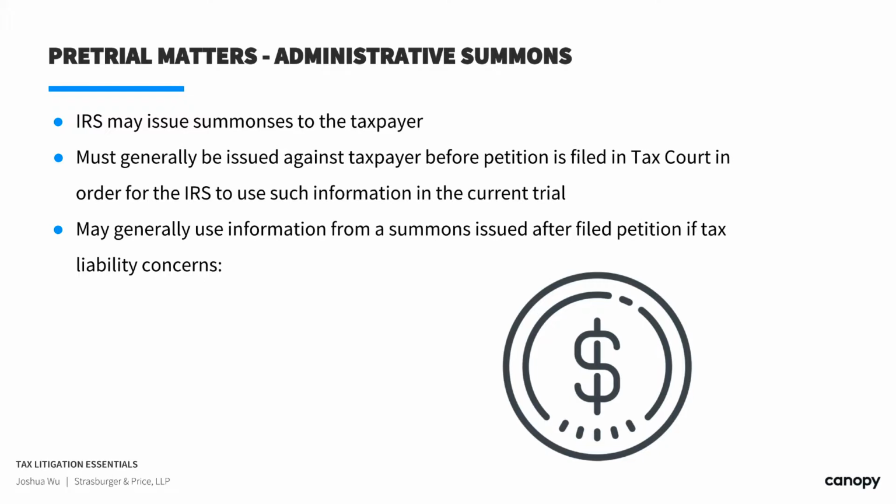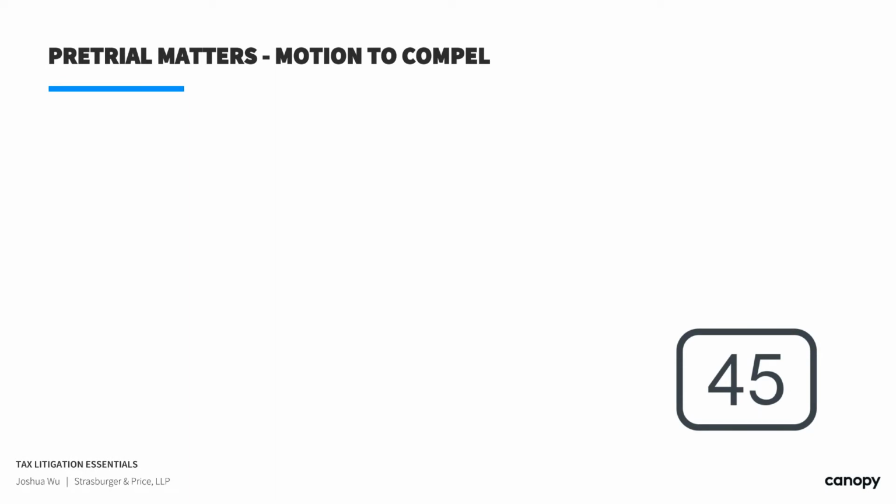There's a couple exceptions to that, and that is if the summons was issued after the petition to a third party, or it's for a year that is not part of the tax court case. In other words, it's for a different year than the year, or the years, that are before the court. So I also want to touch on motion to compel here.